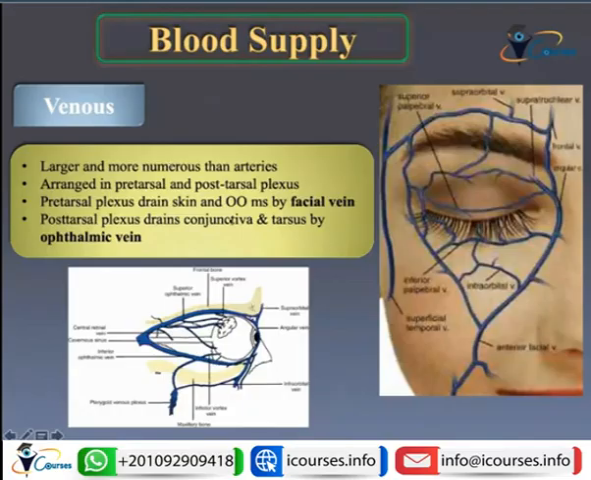The venous blood supply to the eyelids is larger and more numerous than the arteries, and again they are arranged into the pretarsal and the post-tarsal plexus. The pretarsal plexus drains the anterior lamella, the skin and the orbicularis oculi, into the facial vein. The posterior lamella, which is the tarsus and the conjunctiva, is drained by the ophthalmic veins, the superior ophthalmic vein and inferior ophthalmic vein.